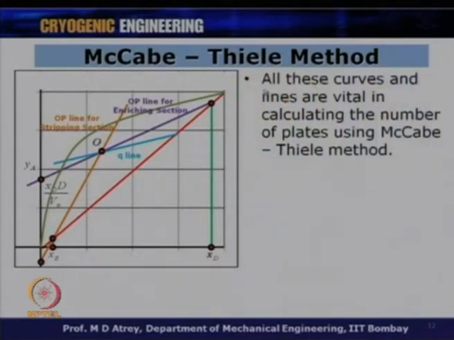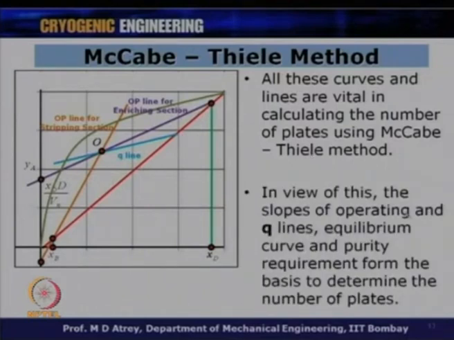So, all these curves, the operating line for the enriching section, the stripping section, the Q line, and the equilibrium curve, all these curves and lines are vital in calculation of the number of plates using the McCabe-Thiele method, and therefore, I wanted to give you the entire glimpse of the graphical representation of the McCabe-Thiele. In view of this, the slopes of the operating line and Q line. So, what is this line basically? It has got a slope, it has got y-intercepts associated with a physical condition. So, the slope of the operating line and Q line, the equilibrium curves and the purity requirements form the basis to determine the number of plates.